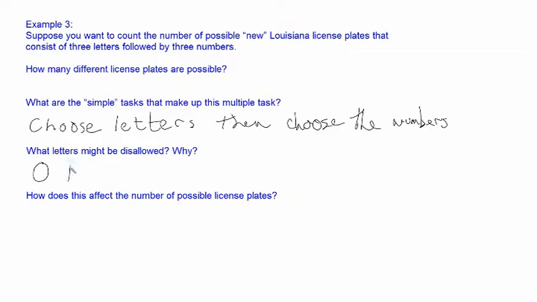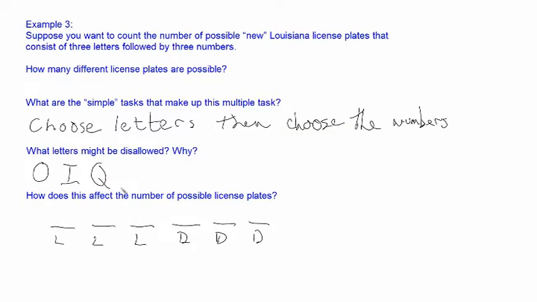Also, it could be that I is disallowed because of possible confusion with a 1, and maybe Q is disallowed because of possible confusion with the letter O. We don't know that, but in the example, let's assume for the first part that we can't use these 3 letters. Then in choosing our letters, a license plate will have the structure that there are 3 letters followed by 3 digits.